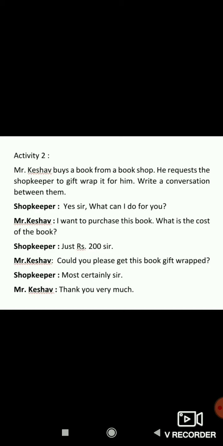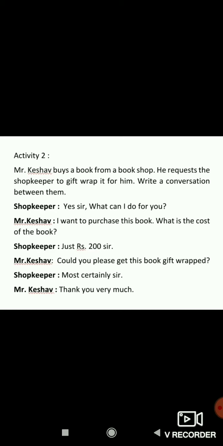Shopkeeper: Yes sir, what can I do for you? Mr. Keshav: I want to purchase this book. What is the cost of the book? Shopkeeper: Just rupees 200, sir. Mr. Keshav: Could you please get this book gift wrapped? Shopkeeper: Most certainly, sir. Mr. Keshav: Thank you very much.